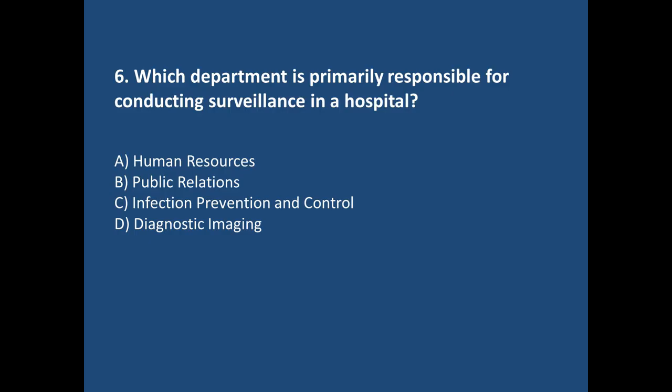Question number 6. Which department is primarily responsible for conducting surveillance in a hospital? A. Human resources. B. Public relations. C. Infection prevention and control. And D. Diagnostic imaging.